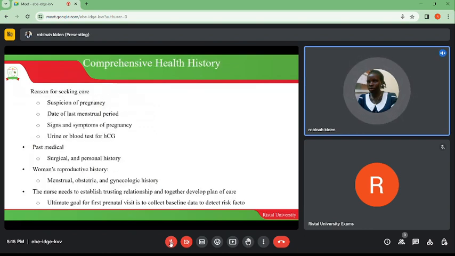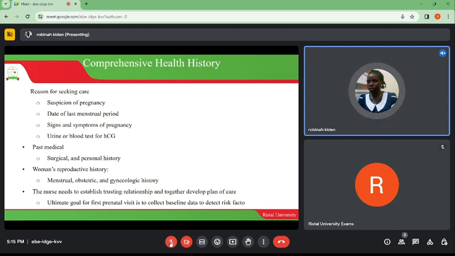So let us look at the comprehensive health history. What is the reason for taking a comprehensive health history? One is suspicion of pregnancy. When we suspect pregnancy, we are not sure whether the mother is pregnant or not. We need to take a thorough history to find out whether to confirm the pregnancy or to rule it out.